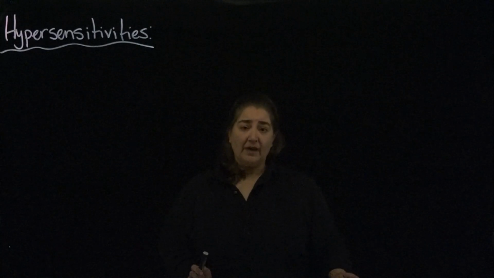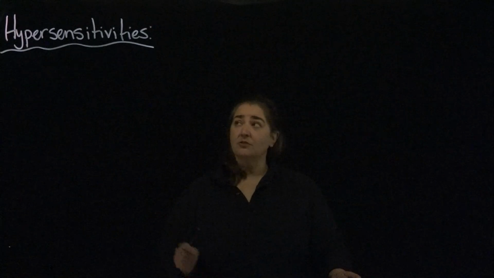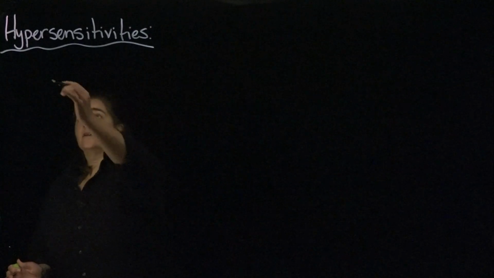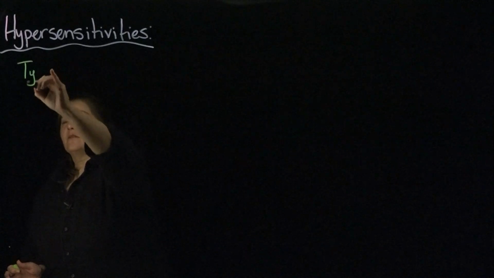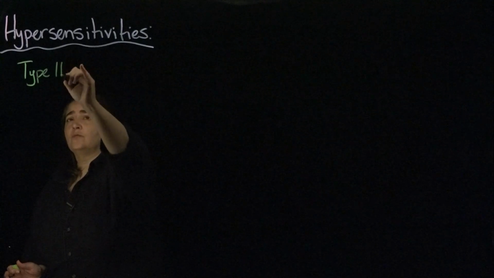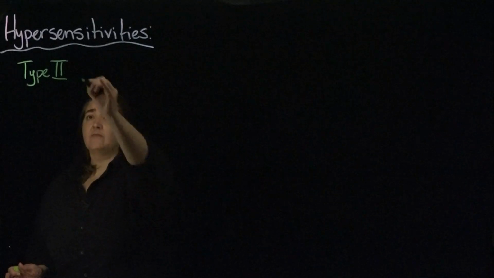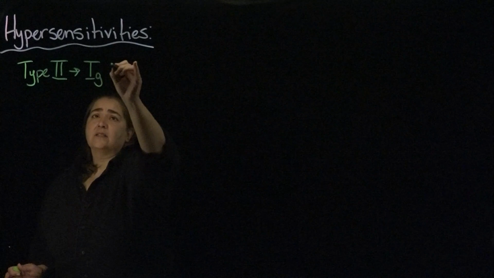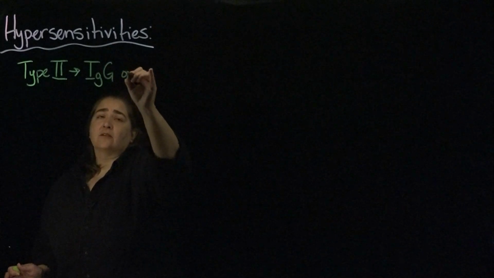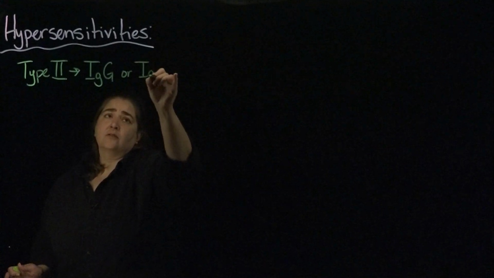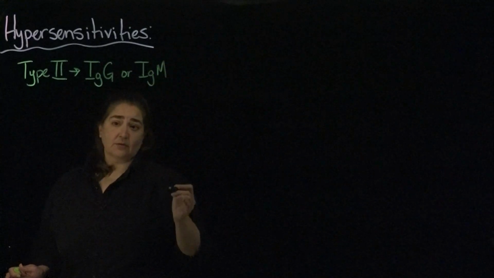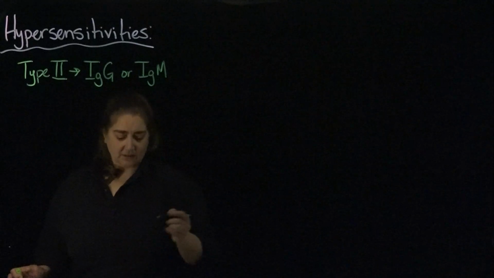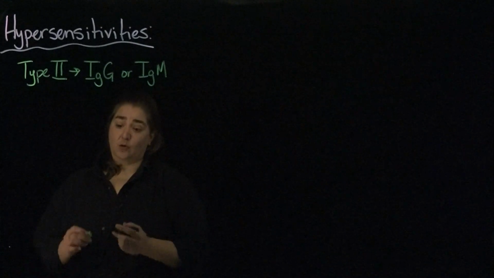Hello and welcome back. We're going to continue going over the hypersensitivities with this video. We're going to focus on the type 2 hypersensitivity. With the type 2 hypersensitivity, the antibodies that tend to be involved are IgG or IgM, as compared to type 1, which was IgE. So there's a different antibody that's going to work here.